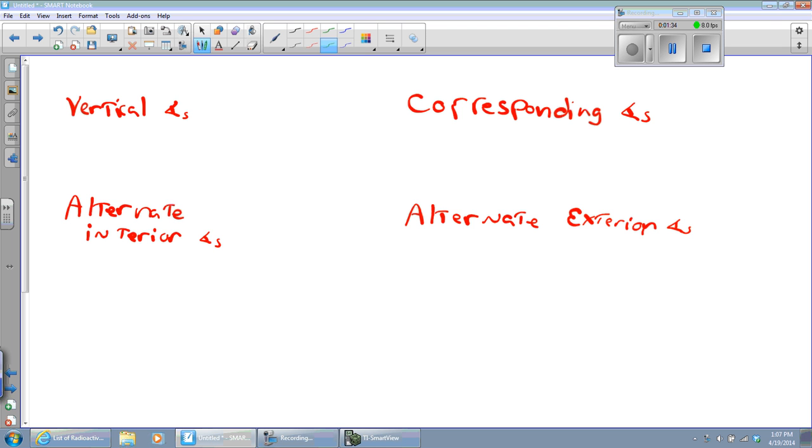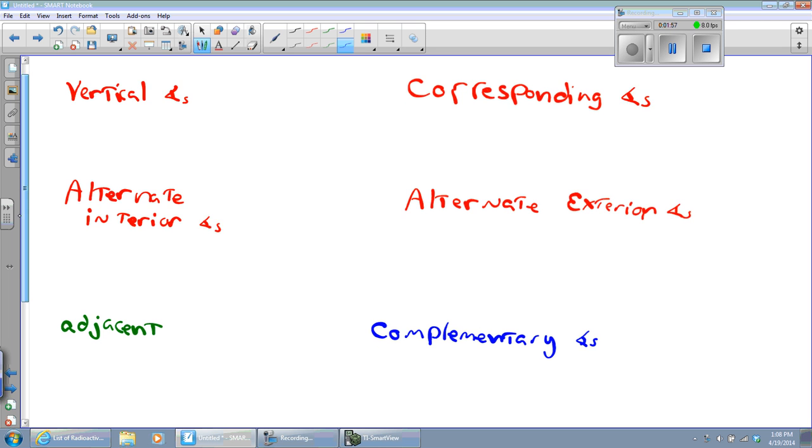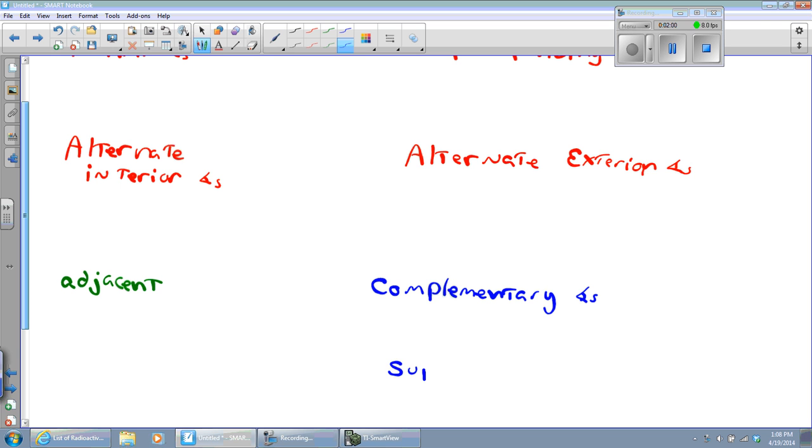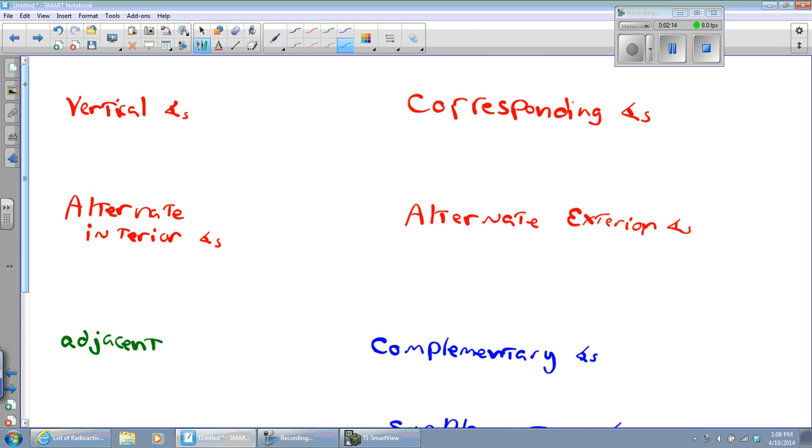Okay, some other things you should have on your flashcard. You should have the word adjacent. I would also include complementary angles, and supplementary angles. All right, and I've got some really cool ways to remember these. I'm going to go over the definitions, and I'm going to show you different ways to use them.